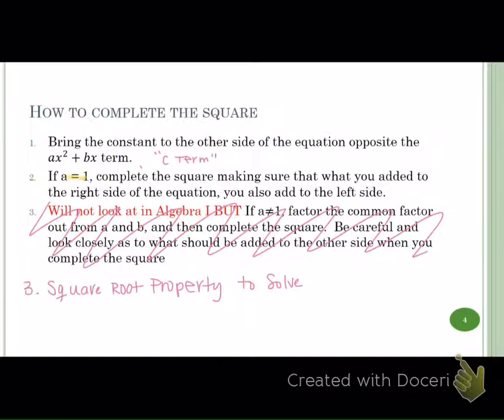So, after we complete the square, we're just going to do what we did on Friday and use the square root property to solve. The same thing we did on Friday. So you're going to complete the square, and then you're going to use the square root property.